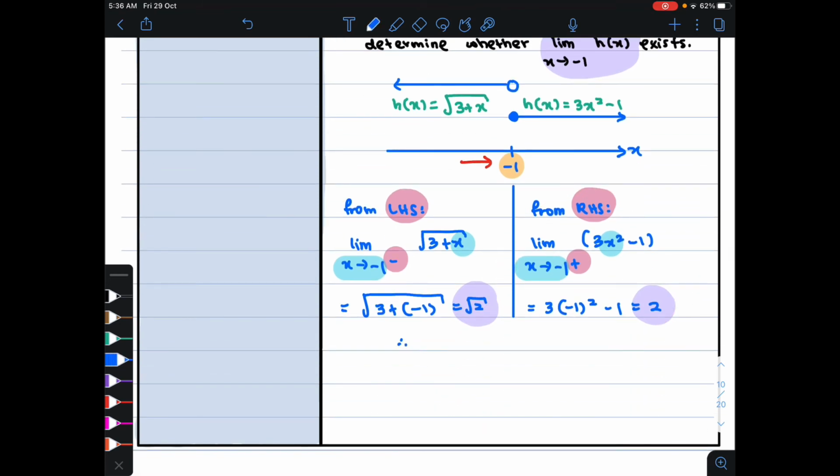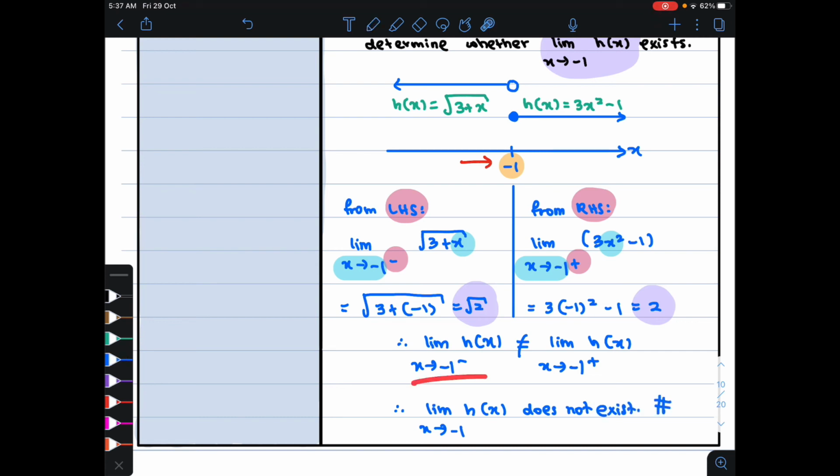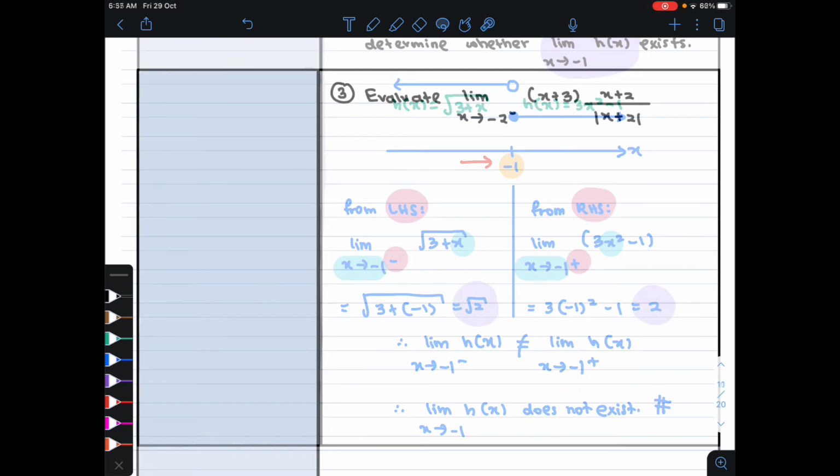So we can make the conclusion: the limit of h(x) as x approaches -1 negative is not equal to the limit of h(x) as x approaches -1 positive. If both limits are not the same, hence the limit of h(x) as x approaches -1 does not exist. Since left hand side is not equal to right hand side, that's why the limit does not exist.